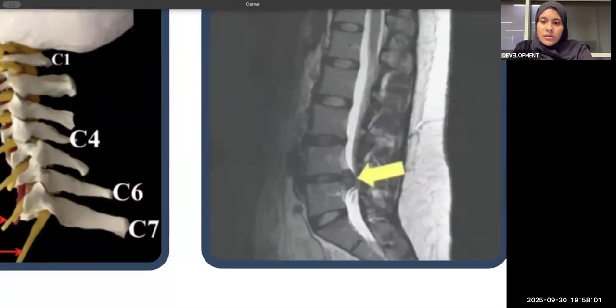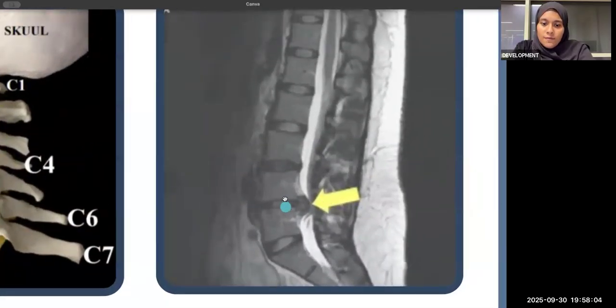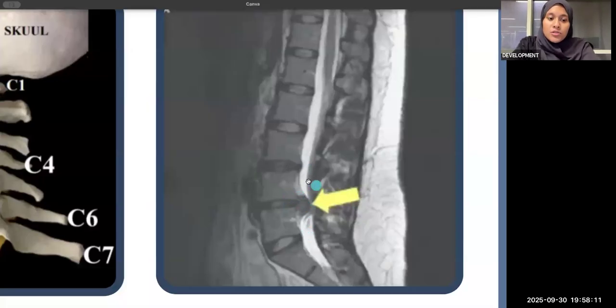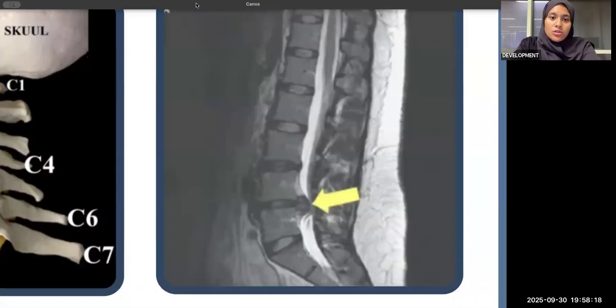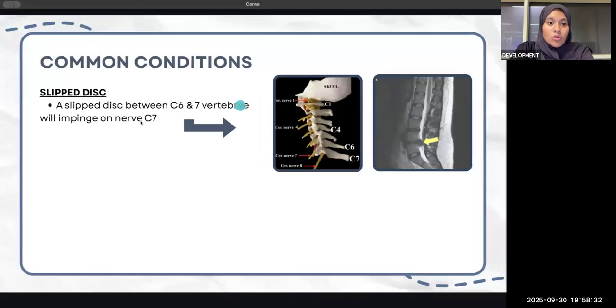So basically, as you can see here, a disc can split out and protrude onto the spinal nerve. This usually happens between C6 and C7. Guys, I want you to answer in the chat for me: what nerve is between C6 and C7? C7. Yes, you're correct, exactly. So a slip disc would always impinge on the C7 nerve.